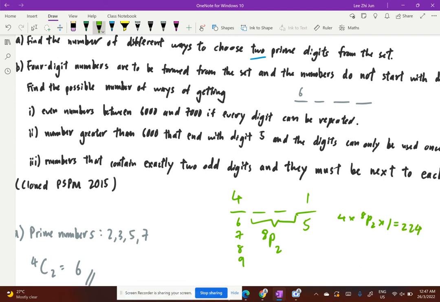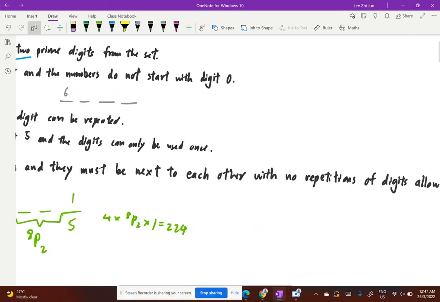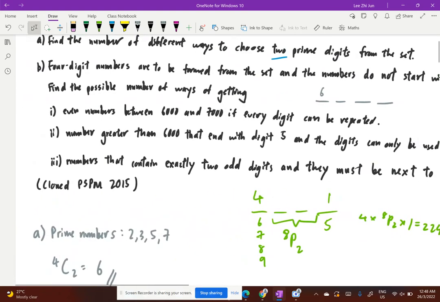And the last, the number that contains exactly 2 odd digits and they must be next to each other, with no repetition of digits allowed. Okay, this is from Clone PSPM 2015.